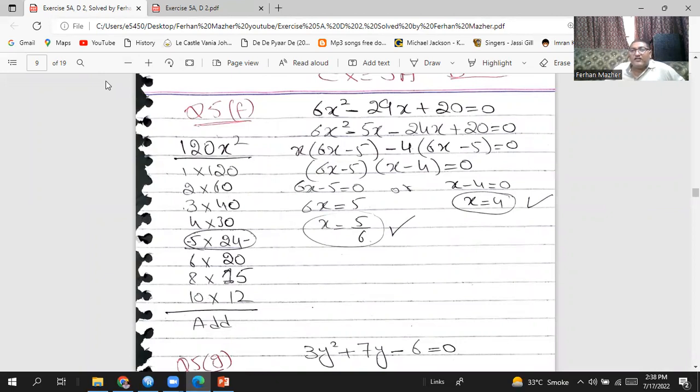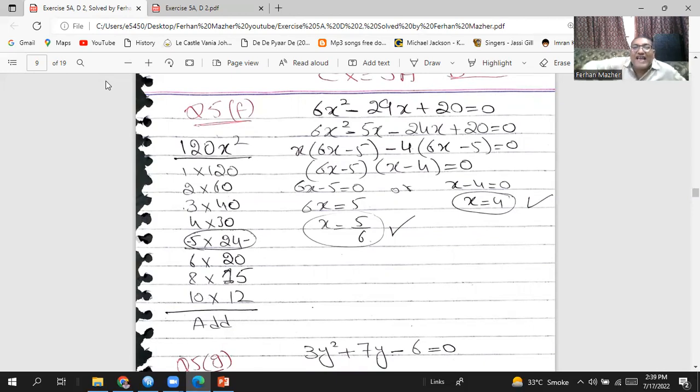So I will write the pairs, the factors of 120. They are 1 multiply 120, 2 multiply 60, 3 multiply 40, 4 multiply 30, 5 multiply 24, 6 multiply 20, 8 multiply 15, and 10 multiply 12. With the third term, you have positive sign, so you will add. I will choose that pair which by addition will give me minus 29, because you want minus. So both the pairs will be given negative sign, minus 5 and minus 24.